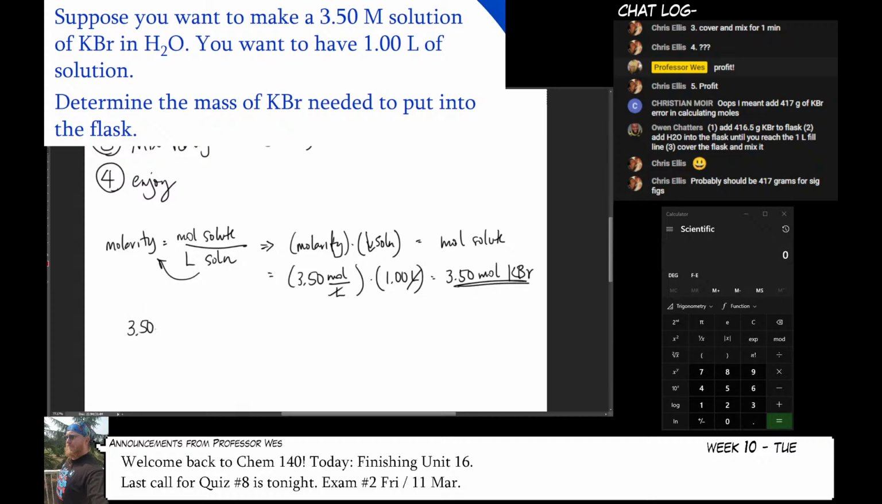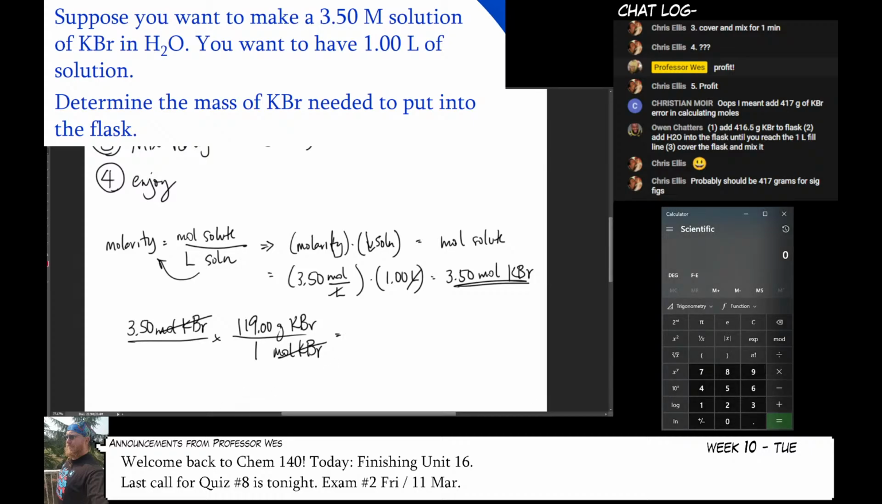But it's much easier to work in a mass, so we're going to do that. I don't have any idea what KBr weighs, so I had to look this one up. KBr, 119. And then we can go 3.50 times 119, 416.5, so we'll round that to 3 sig figs.